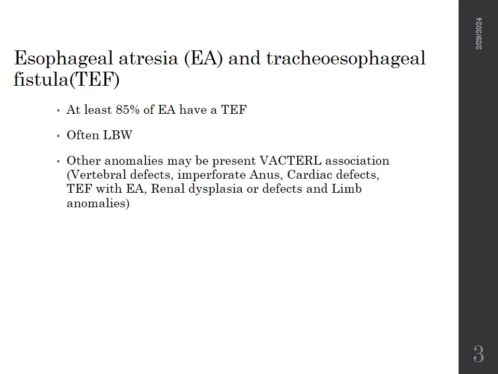There is a VACTERL association, and this is very well known, and we must search for these anomalies. What are these defects? We need to see vertebral defects. We need to suspect an imperforate anus. We need to check for cardiac defects. We need to check for renal problems, whether renal dysplasia or other defects. And we need to check for limb anomalies, because these are the common associations with a tracheoesophageal fistula.